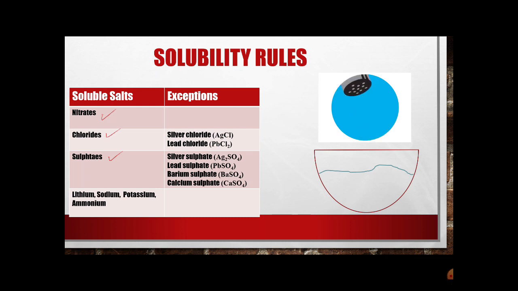All chlorides are soluble except for silver chloride and lead chloride. All sulfates are soluble except for silver sulfate, lead sulfate, barium sulfate, and calcium sulfate. All nitrates and any salt containing lithium, sodium, potassium, or ammonium ions are soluble. Let's look at some examples.